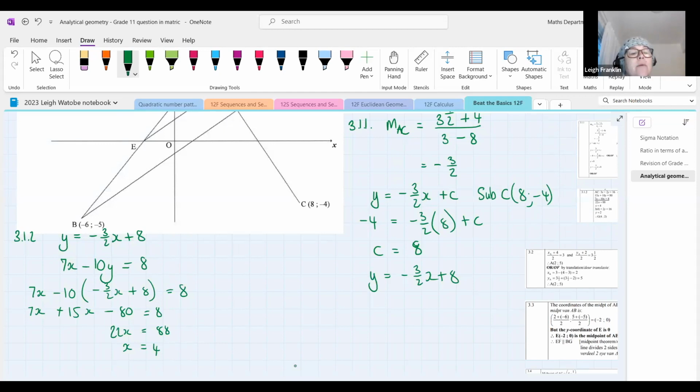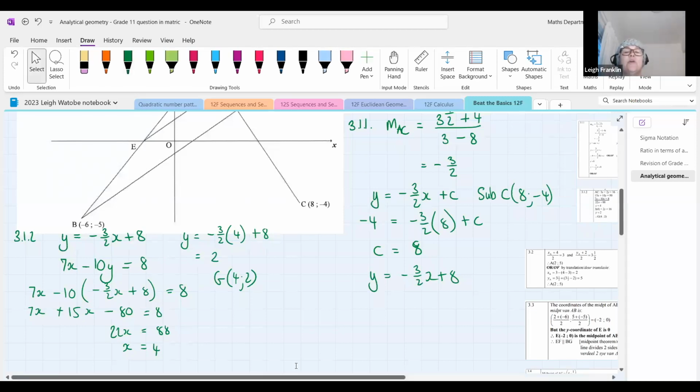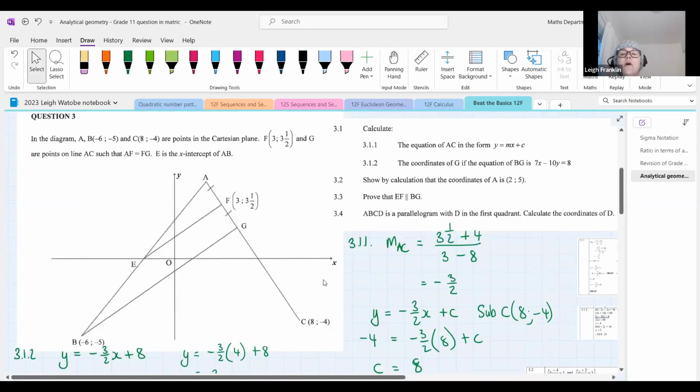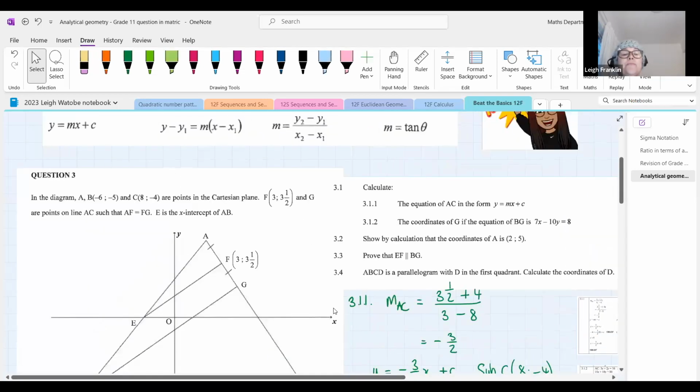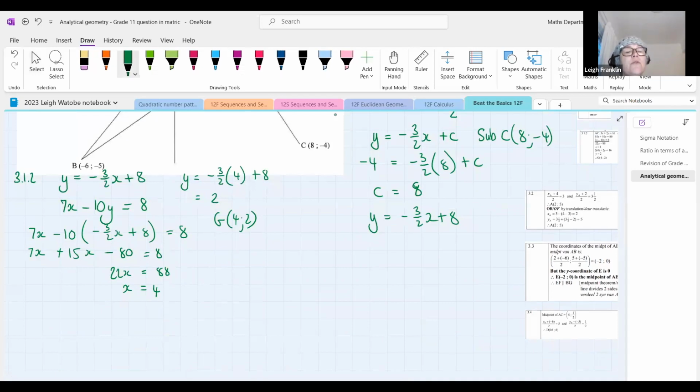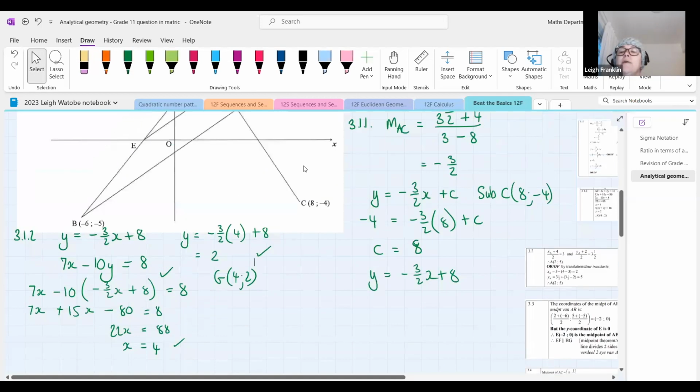Solving for y now, I'm just going to write it up here. Y would be equal to minus 3 over 2 times 4 plus 8. So that would give us negative 12. Negative 12 divided by 2 is negative 6. Negative 6 plus 8 would be 2. Remember, if they want coordinates, give them coordinates so that we don't get penalized. 4 and 2 is the right answer. Okay, so that was out of 3 marks. Solving simultaneously, a mark for X, a mark for Y.